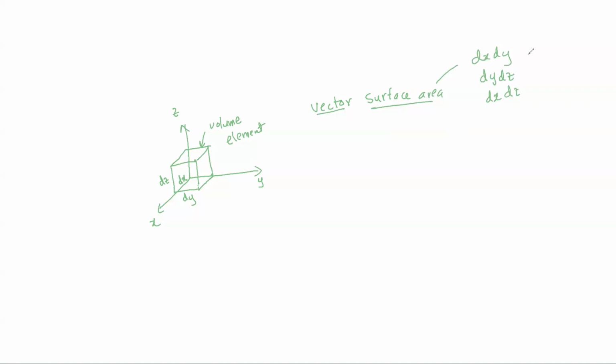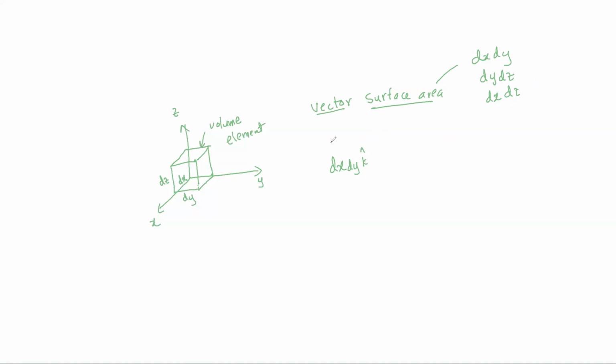They don't consider any vector components. In this vector surface area, we consider a certain vector associated with the surface area. So the vector surface area of this dx dy area is dx dy multiplied by the unit vector along the perpendicular direction. So we need to multiply dx dy with z hat or k hat. So this is one vector surface area. Can you tell me the vector surface areas of the other two surfaces?